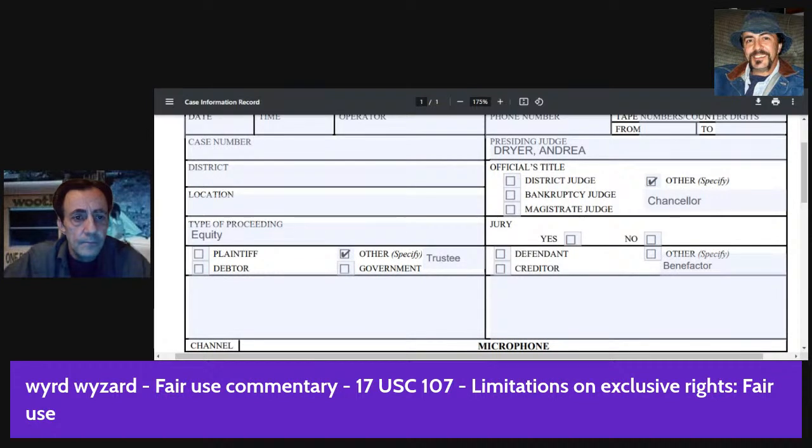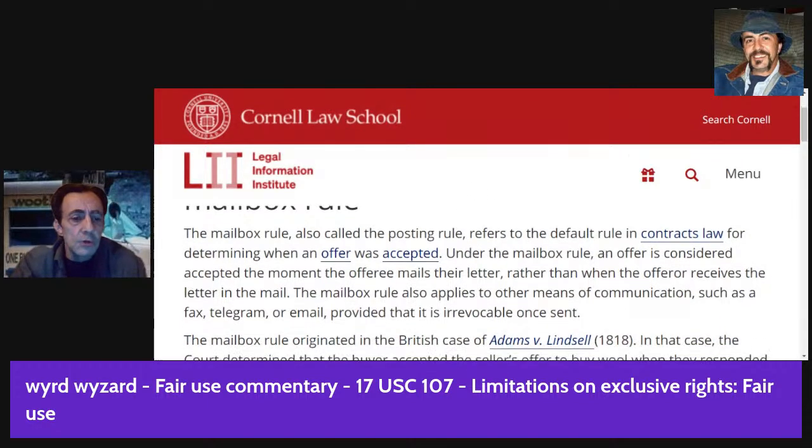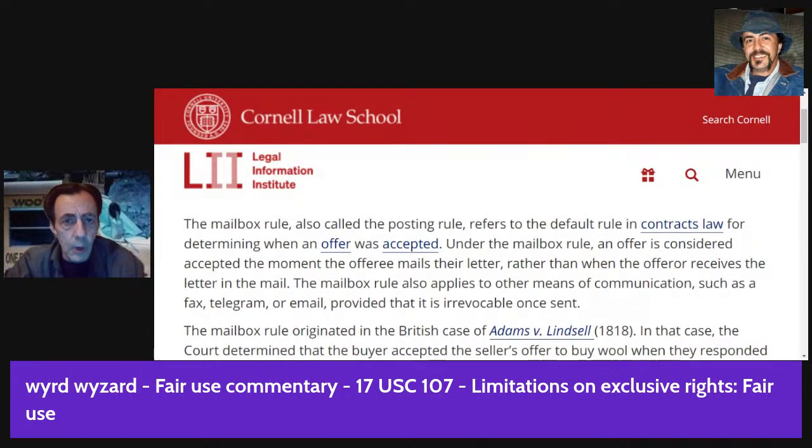So the next one, as it relates to that bond that you posted, is the mailbox rule. The mailbox rule, also called the posting rule, because you posted a bond, refers to the default rule in contract law for determining when an offer was accepted. See, I don't know that any offer was made for you to post a bond, or how all that works.